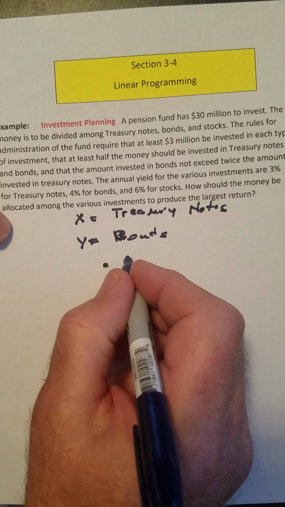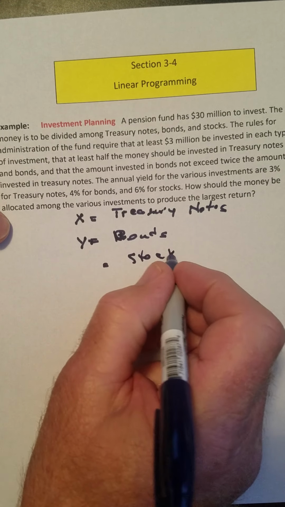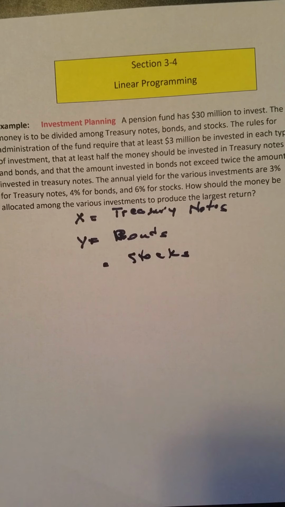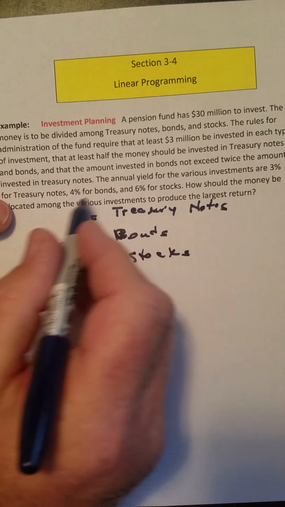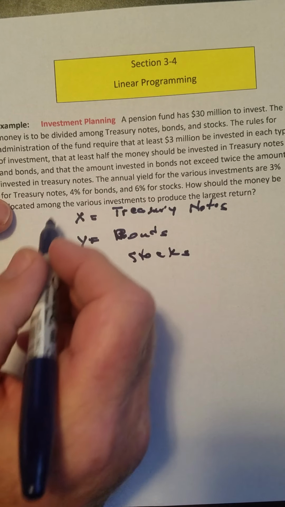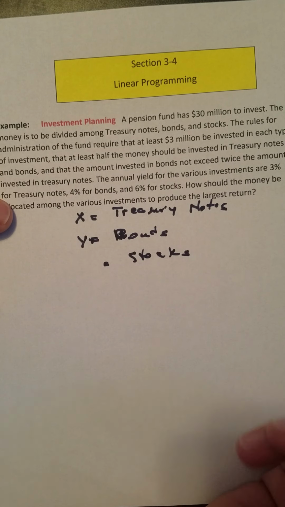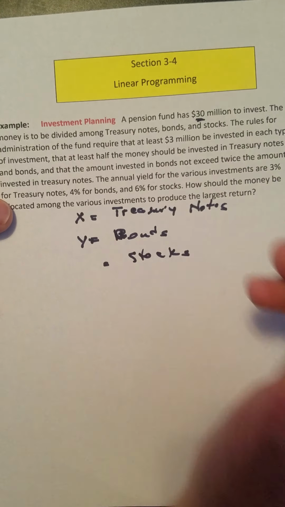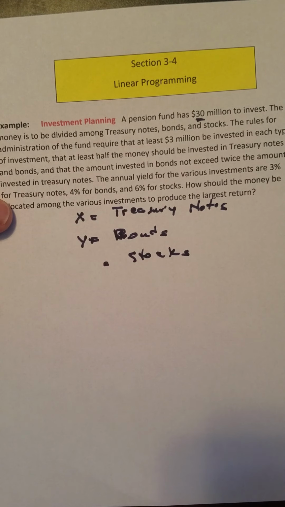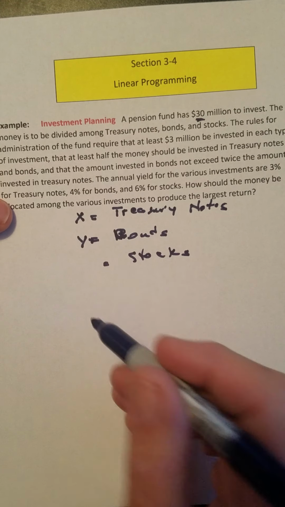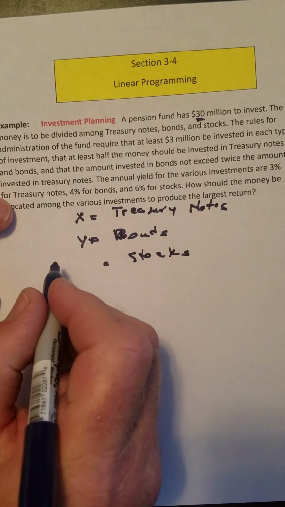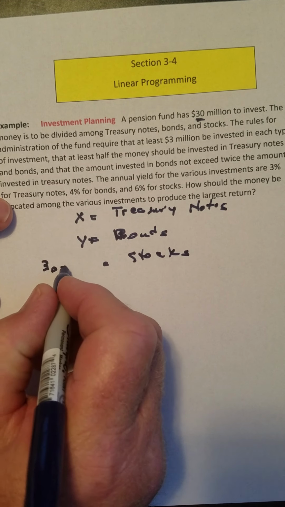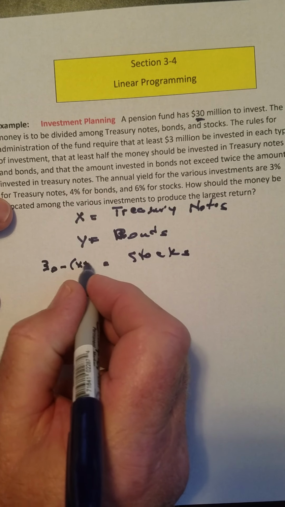And then that's going to leave stocks. So how much are you going to have in stocks? Well, remember that all of these have to add up to 30. That's what this says right here, 30 million. So X plus Y plus whatever the other one is would be equal to 30. Or if you work backwards, that other one, whatever it is, would be equal to 30 minus the sum of the other two.